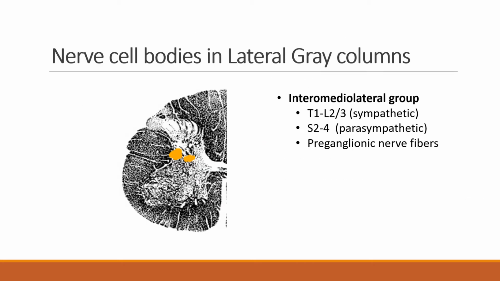Now here you could see a group of neuron which is colored as yellow that represents the lateral gray column. The group here is called the intermediolateral group. Now this group is also restricted to certain segments of the spinal cord. From T1 to L2, L3 are present sympathetic neuron cell bodies, and from S2, 3, 4 are present parasympathetic neuron cell bodies. Now these neuron cell bodies at their levels are going to give preganglionic nerve fibers, and these nerve fibers are going to later on terminate at a ganglion which is located distally. We'll talk about these neuron cell groups later on in the sympathetic and parasympathetic nervous system.